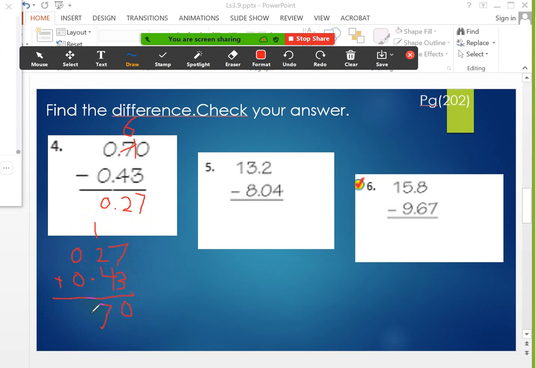I will take the decimal point and put it under the decimal point. Now 0 plus 0 equals 0. So look, the final answer is 0.70 as we have here. That means my answer is correct. Now let's see number 5.